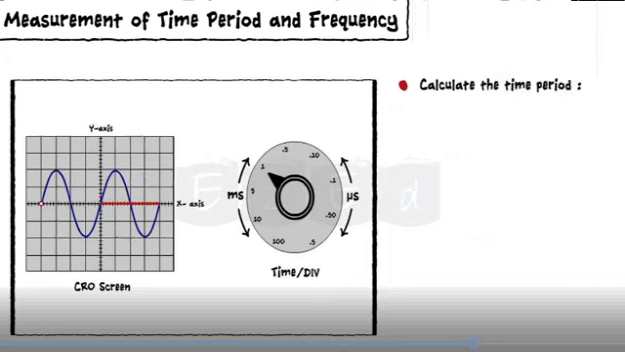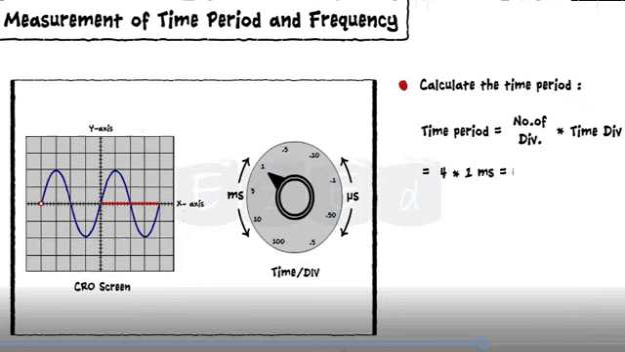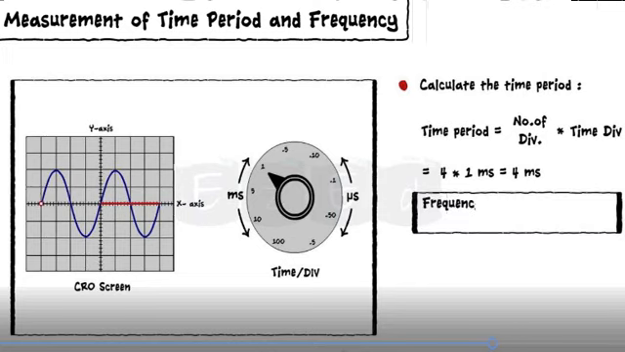So calculate the time period with the help of the formula. The time period is equal to the number of divisions multiplied by time per division. That is equal to 4 multiplied by 1 millisecond, and the time period is 4 milliseconds. As we know, frequency and time period are inverse to each other.